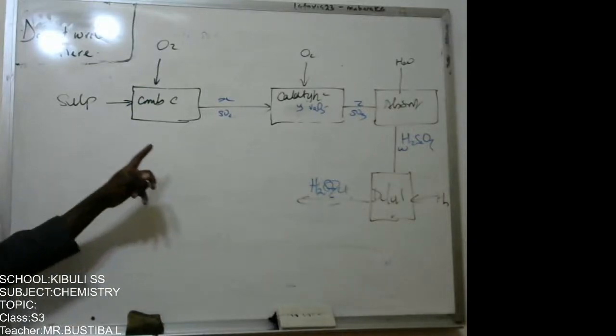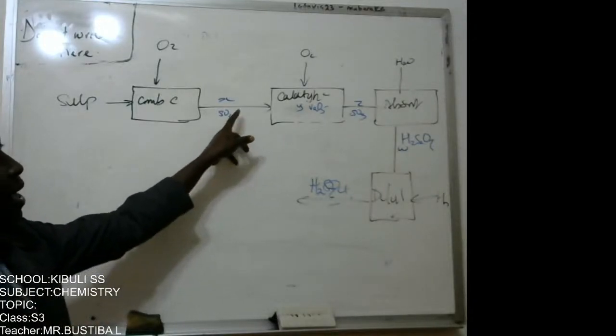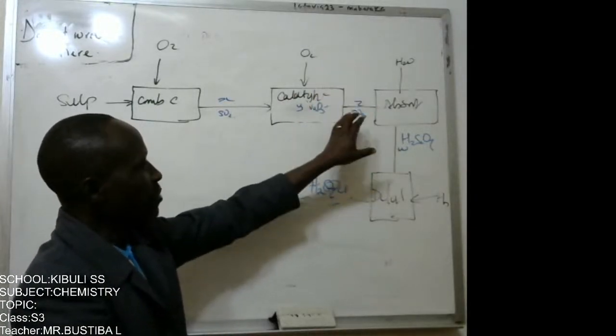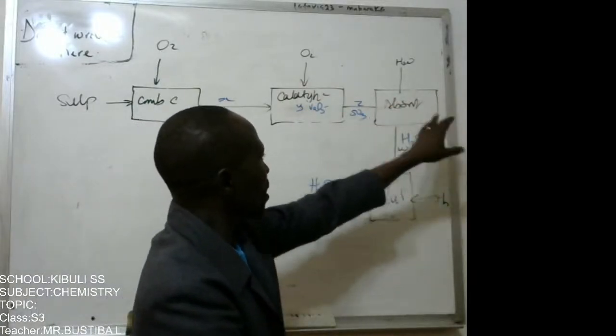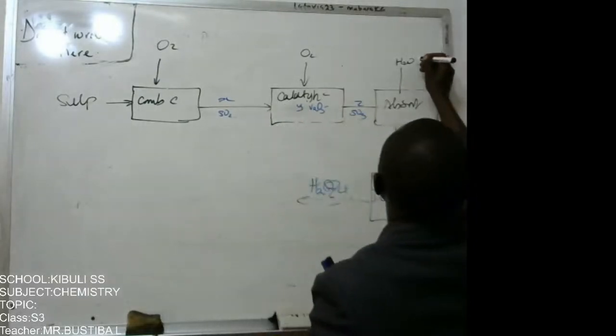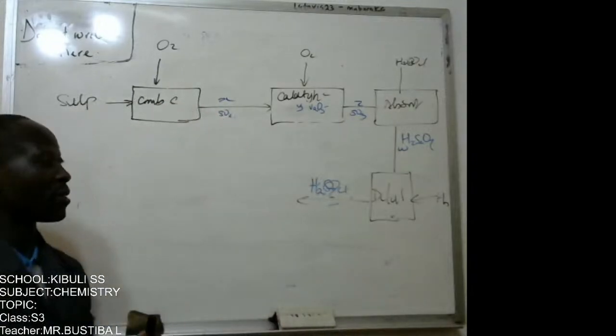You don't begin from sulfur. You begin from here. So the sulfur dioxide is further oxidized by excess air over this to obtain sulfur trioxide. The sulfur trioxide is cooled and absorbed in sulfuric acid. This is sulfuric acid. To form what? To form oleum. And you continue with the flow chart and get what you want.